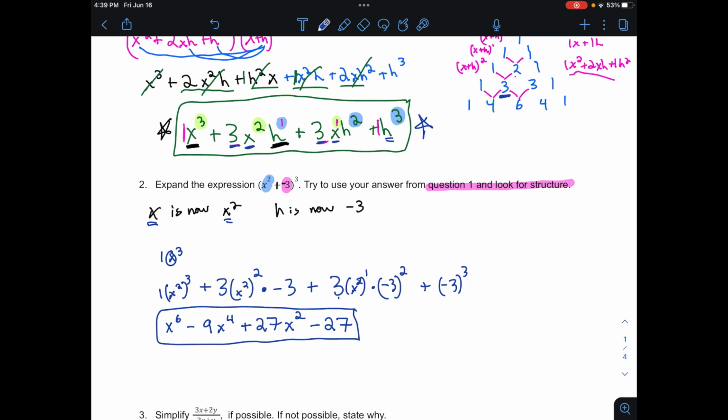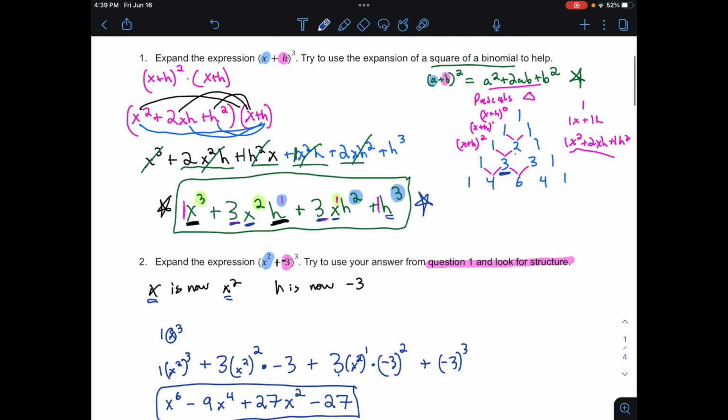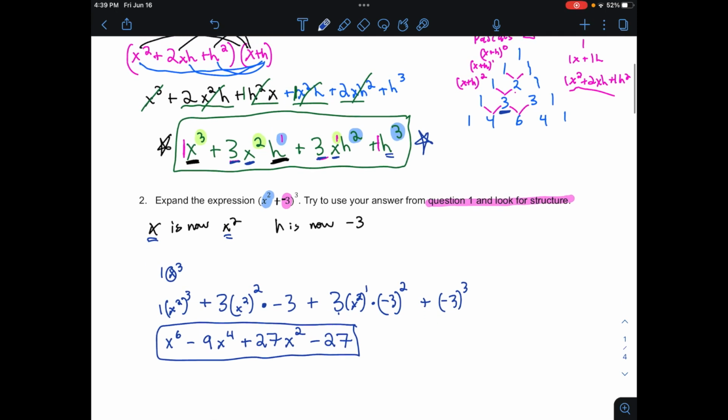So we completely used the structure that we found with this general example of x plus h cubed. And then we used a different value of x. We substituted an x squared here, here, and here. And a different value for h. We used negative 3 here, here, and here. And we filled that into our structure, and we were able to do this in a different way.